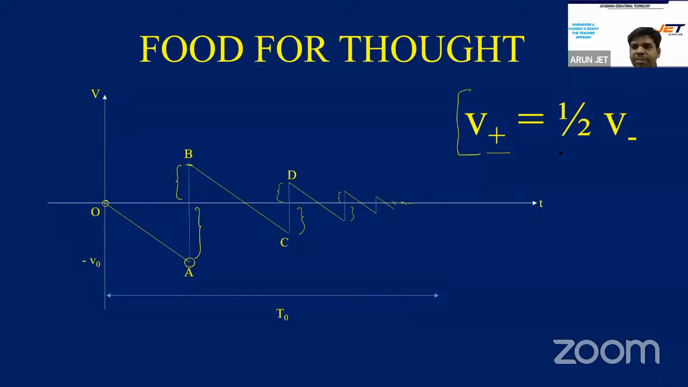Speed after the bounce is equal to half the speed before the bounce.